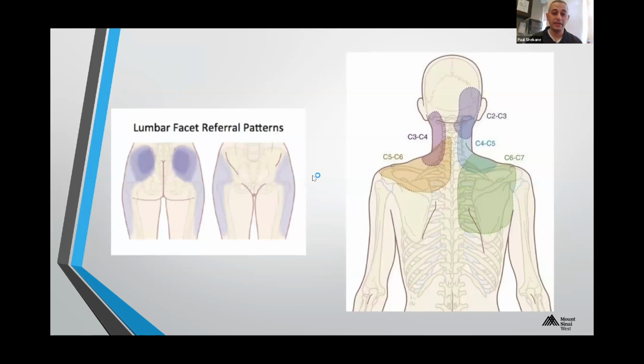The type of pain or vicinity of where they may be experiencing pain is illustrated in this image for the low back and in this image for the neck. As you can see, may radiate some, but shouldn't radiate too far, again, past the shoulders or past the thighs.